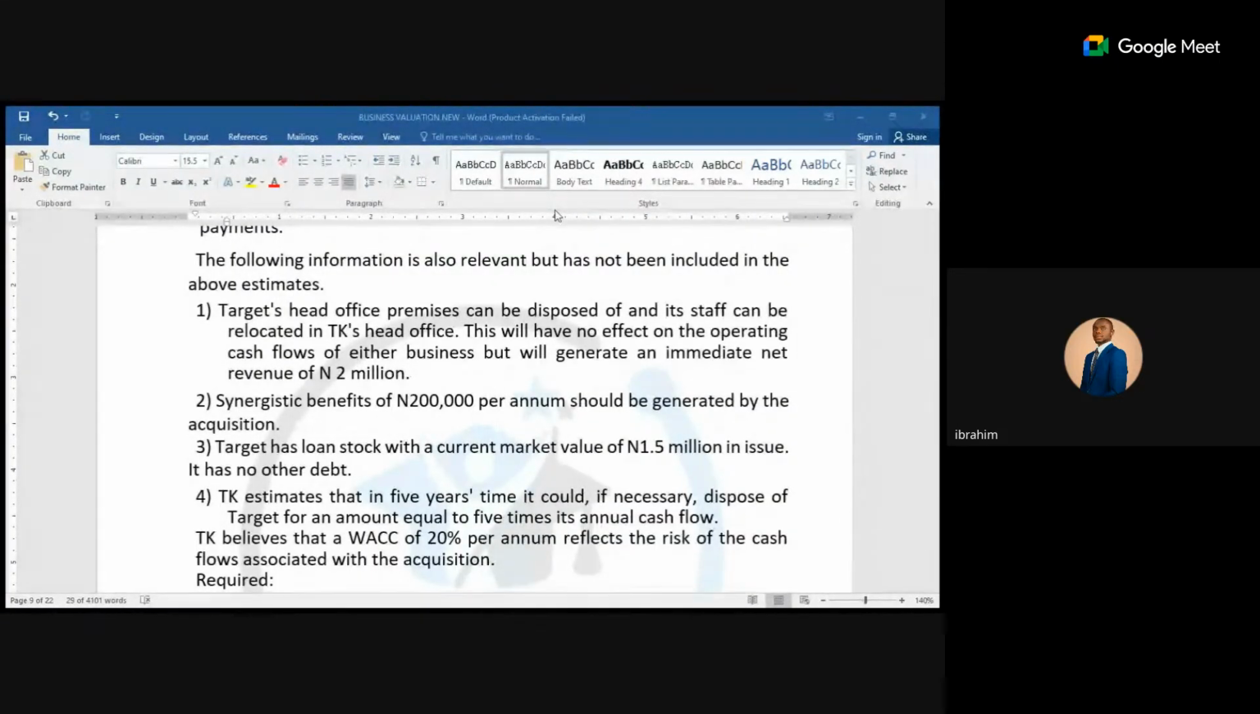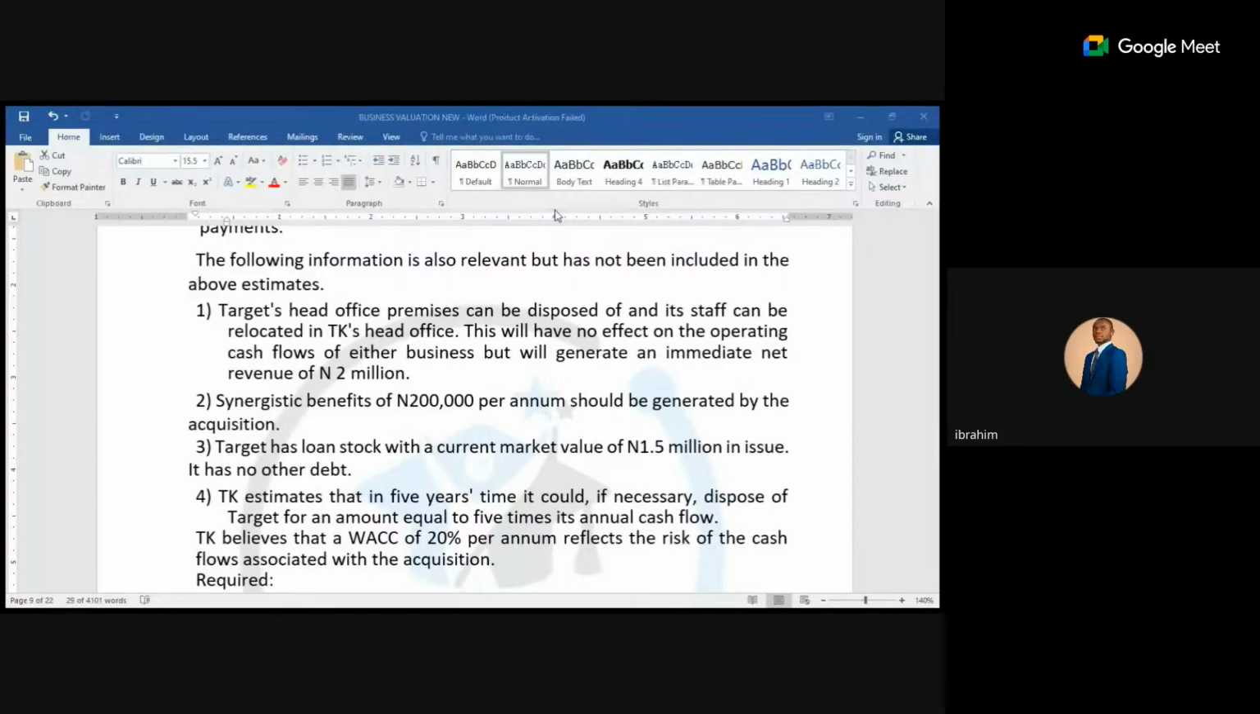When you want to acquire a company, you have to do a background check. Are they owing? Who are they owing? Who are the directors? So that you do not go in and start paying for debt.